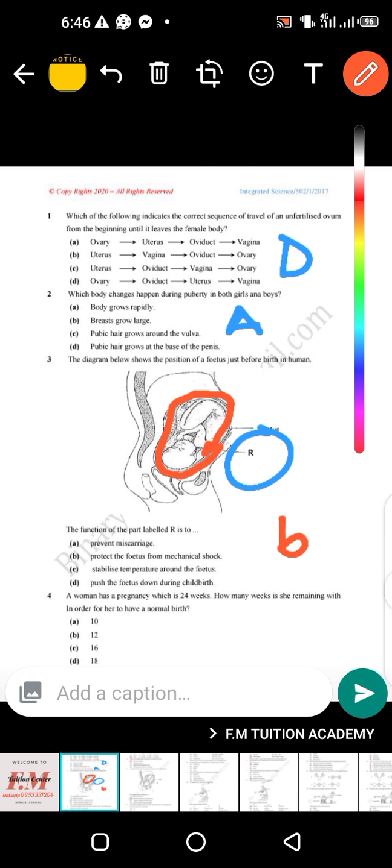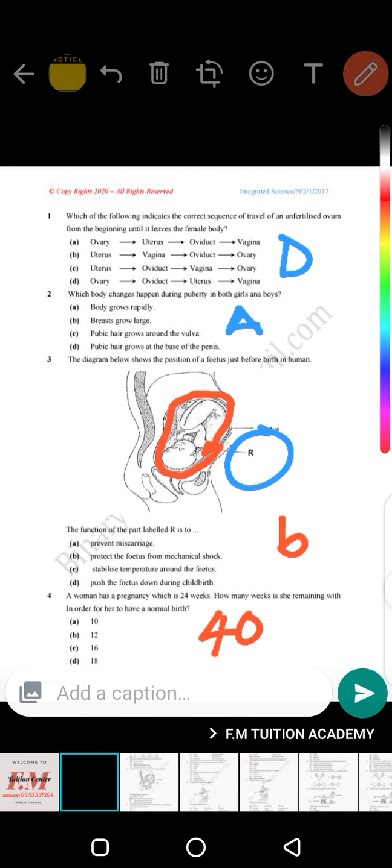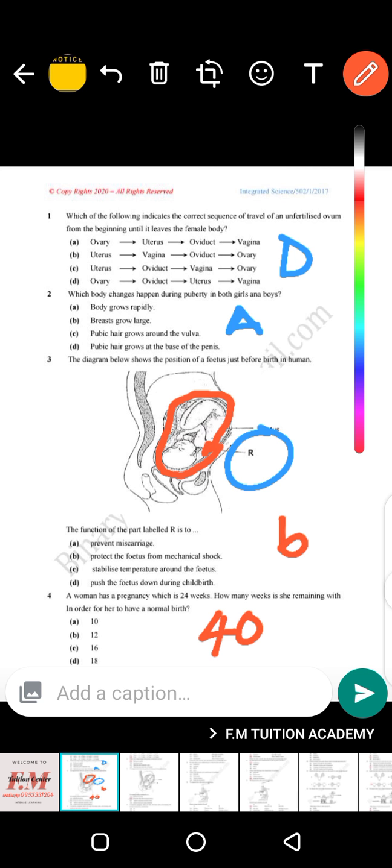Now, question 4. A woman has a pregnancy which is 24 weeks. How many weeks are remaining in order to have a normal birth? The normal number of weeks for a person to give birth is 40 weeks, guys. Once it's 40 weeks, then you can give birth.